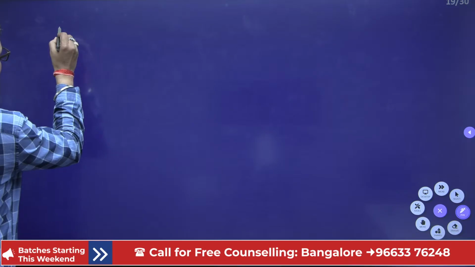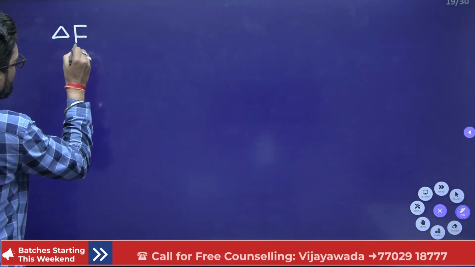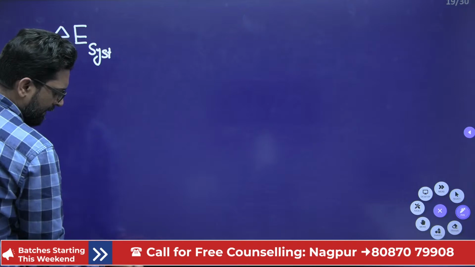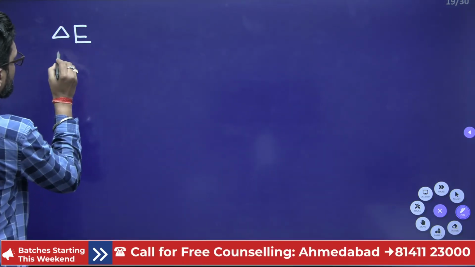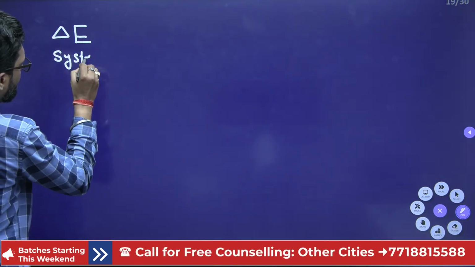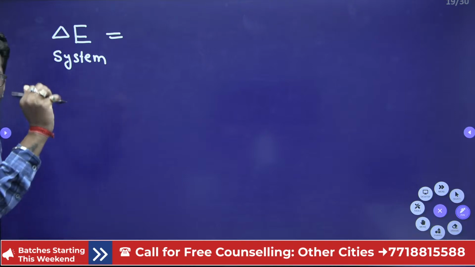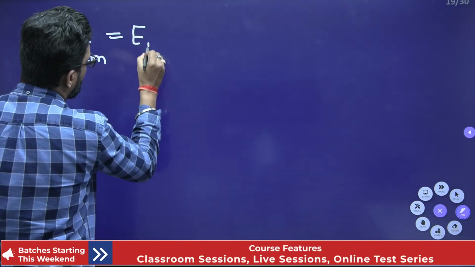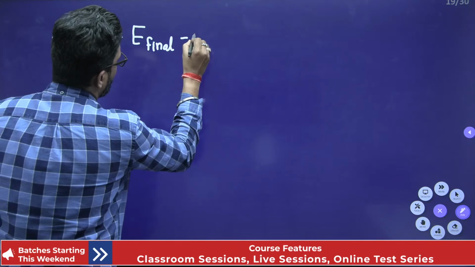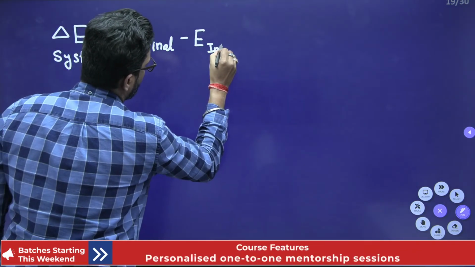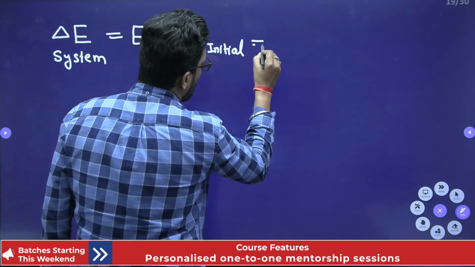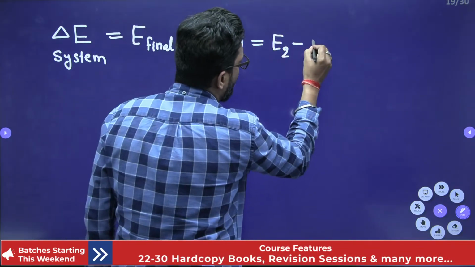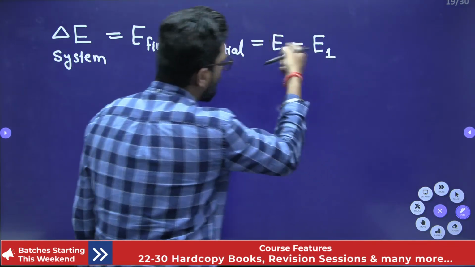What is delta E? Delta E is the net energy change of the system. This is your system, and the system will execute from point 1 to point 2. That means E final minus E initial, that means total energy at state 2 and total energy at state 1. So this is a state variable.